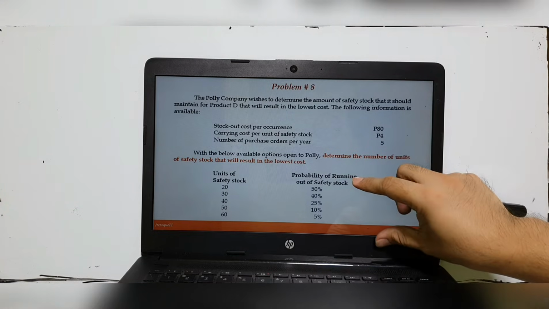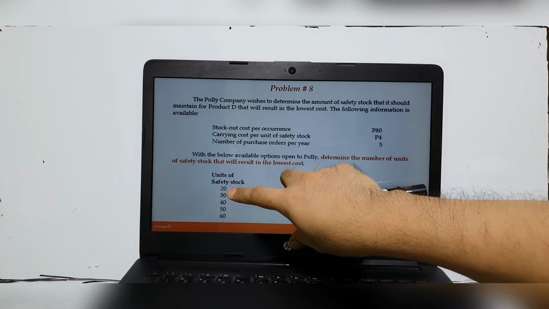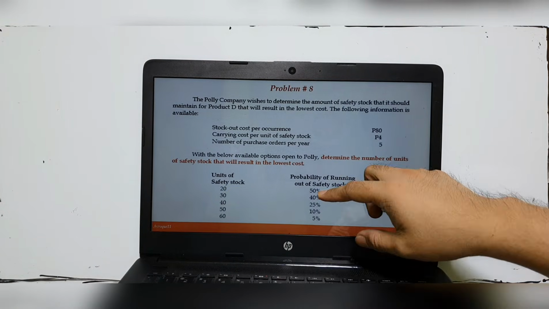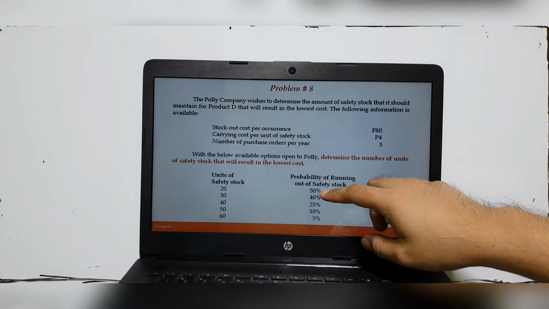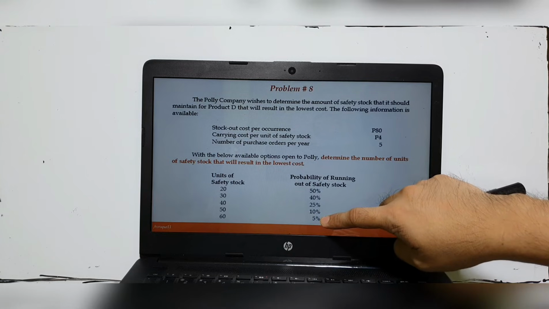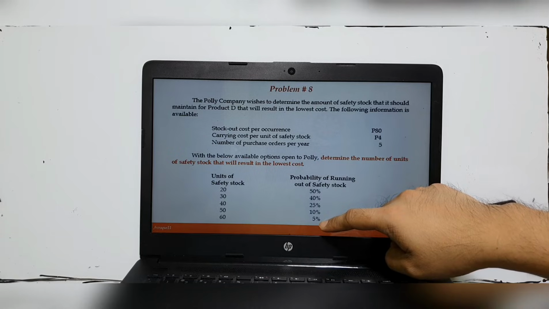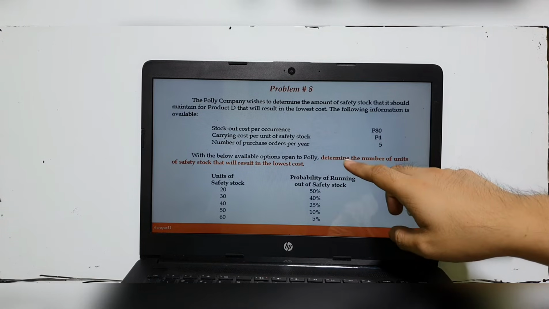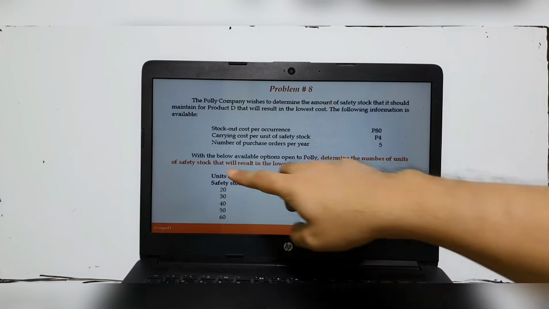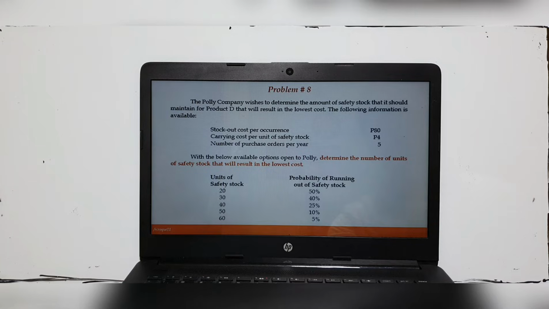We have here the probability of running out of safety stock. So kapag 20 units ang kinip natin as buffer, 50% ang chance na mag-run out tayo ng stock. Pero kapag 60 yung safety stock natin, the chance is just 5%. Ibig sabihin, maliit lang ang chance na kapusin tayo ng safety stock. So, let's determine ano ba talaga yung number of units that will result in the lowest cost, because that will be our choice, that the level of inventory or safety stock that we are going to keep.